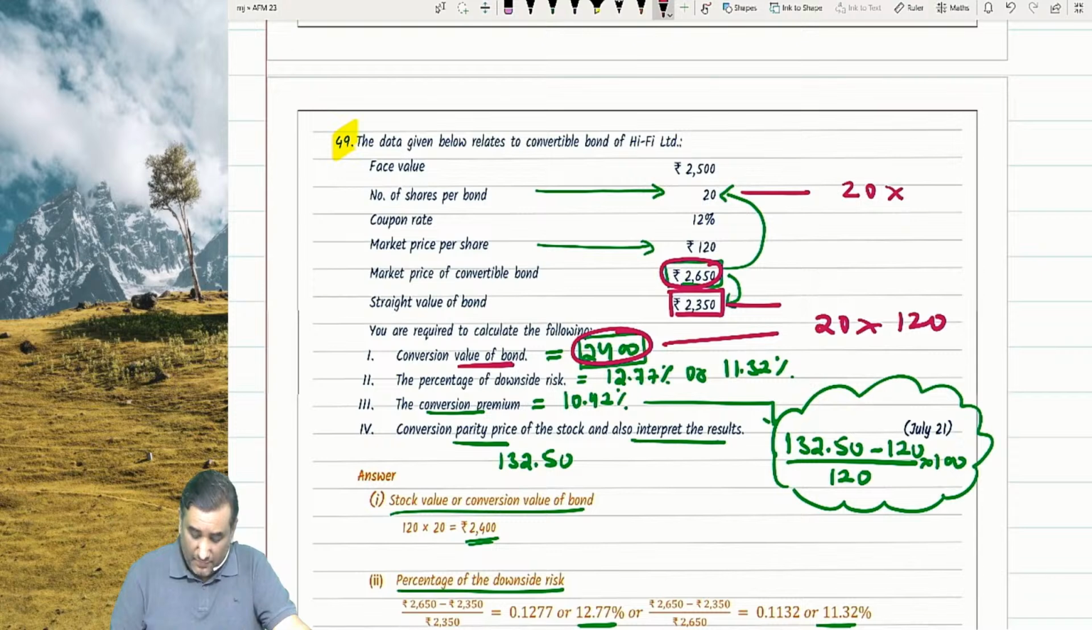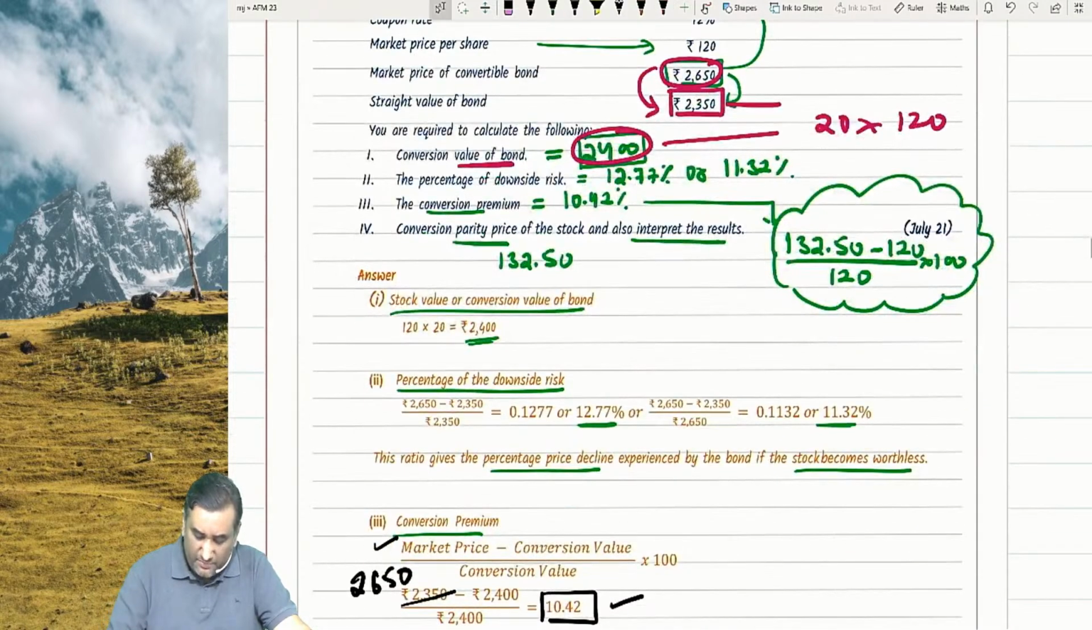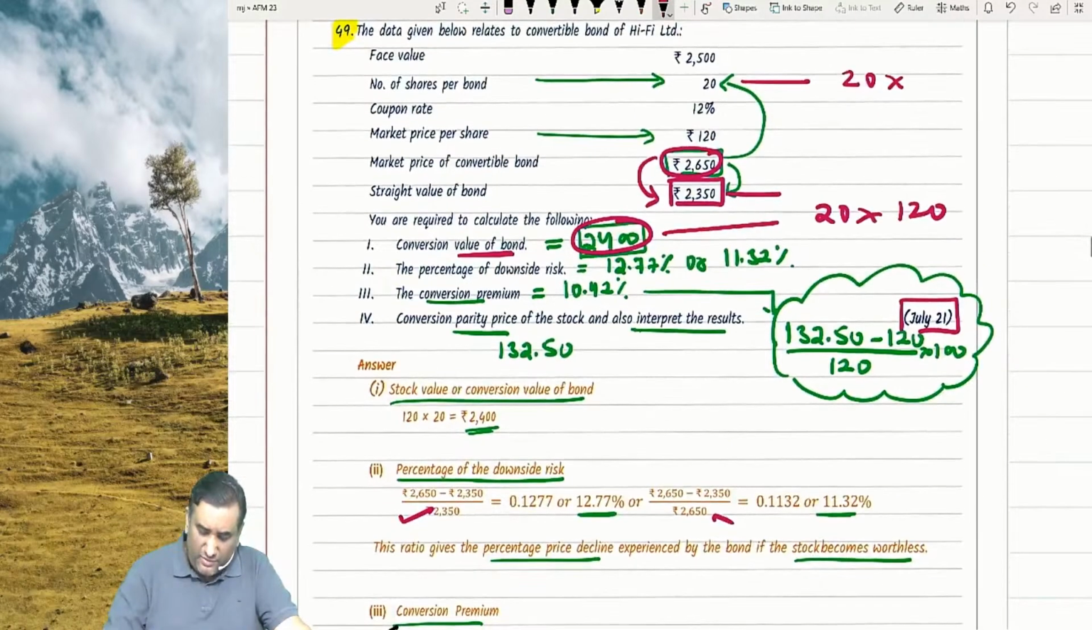Downside risk. Downside risk would be basically the market price of convertible bond minus the straight value of bond. You can put it two ways, either divide by straight value of bond or divide by the market price. Both answers will be valid in the exam. This is not my answer. I have taken 2650 minus 2320 divided by 2320, or you can have 2650 minus 2350 divided by 2650.